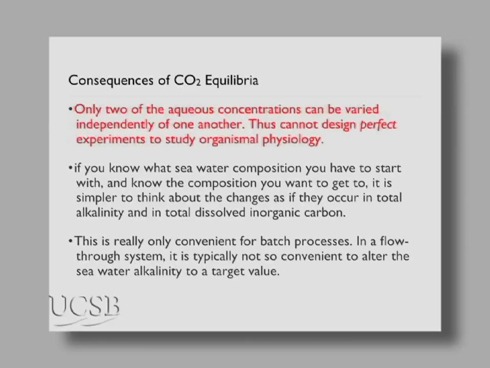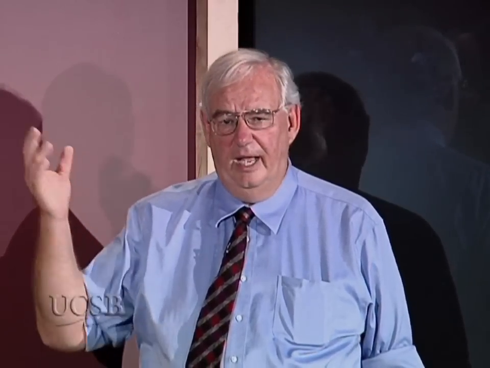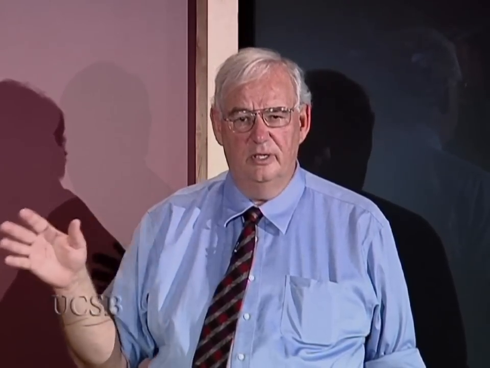So for batch processes, you can change the alkalinity. For systems where you've got the seawater continually flowing through your tank, it's really inconvenient to change the alkalinity by any significant amount. And this is always going to be a problem, because I presume that here at Santa Barbara, as probably at Bodega and certainly at Scripps, the alkalinity varies throughout the year. So if you have organisms growing and you always just put the local seawater in, they're necessarily exposed to changing CO2 conditions.